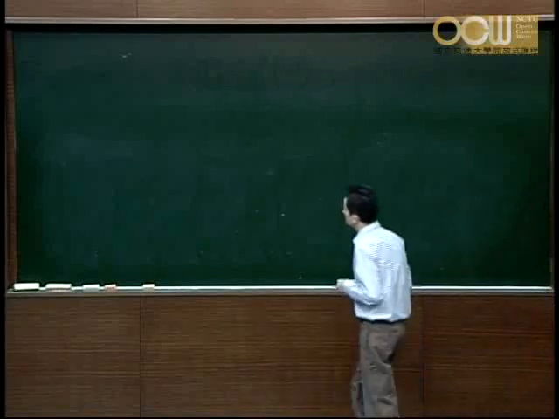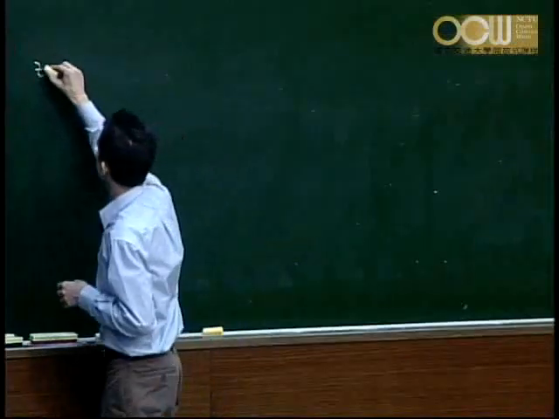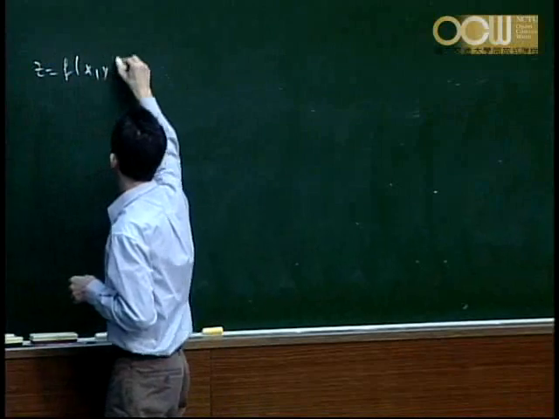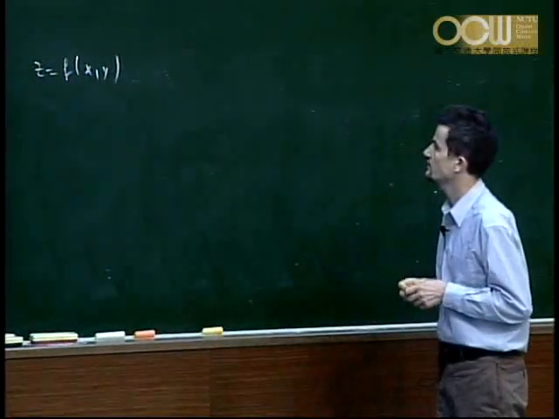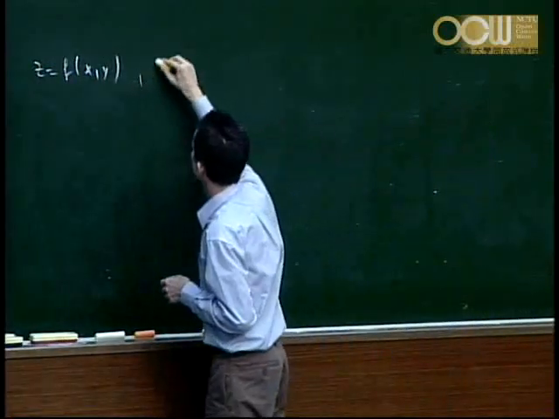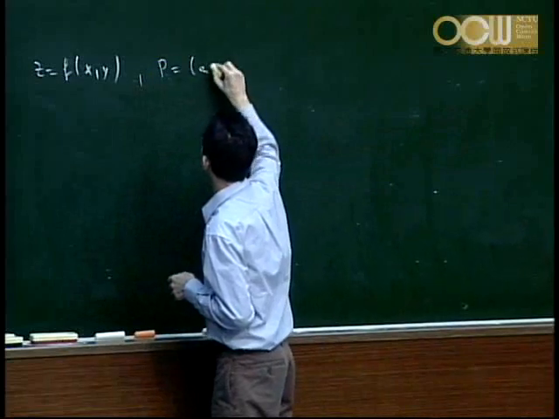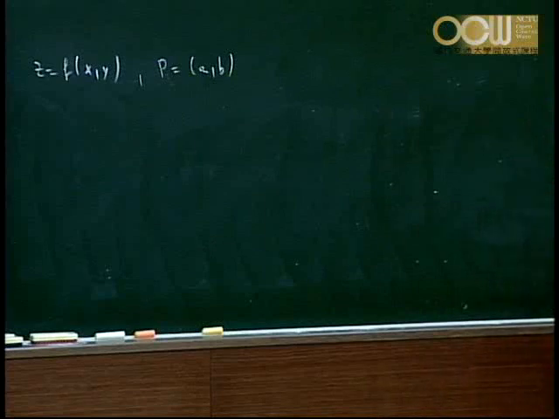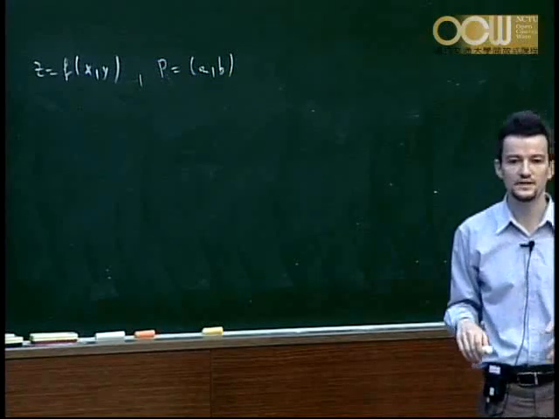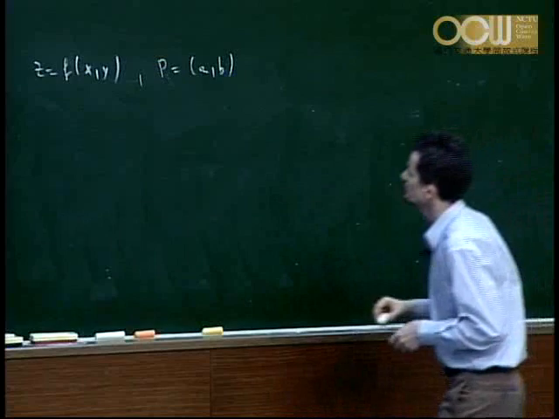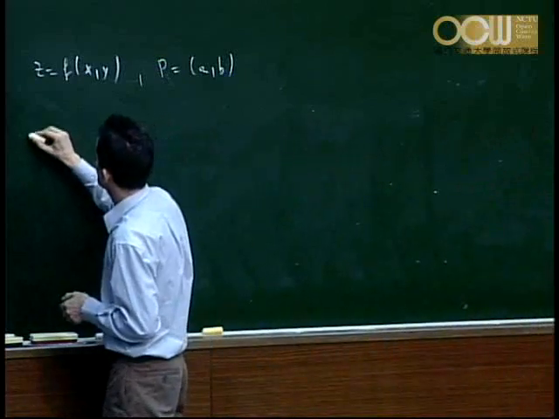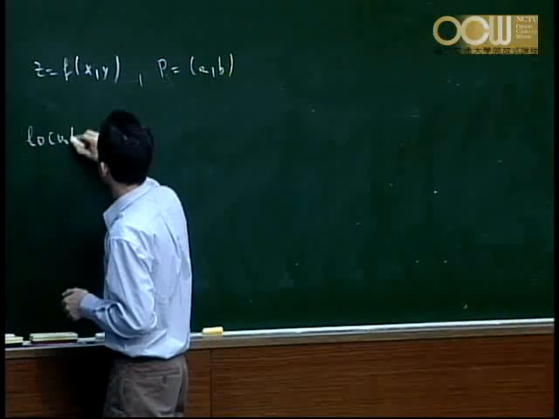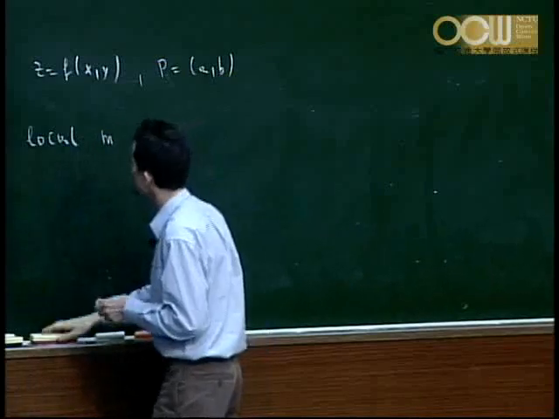Now, for a function of two variables and some point in the plane, we have similar definitions for local maximum, local minimum, local maximum value, local minimum value, absolute maximum value, absolute minimum value. So the local maximum, so AB is called local maximum.